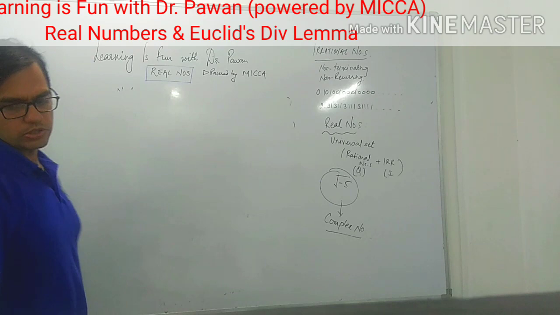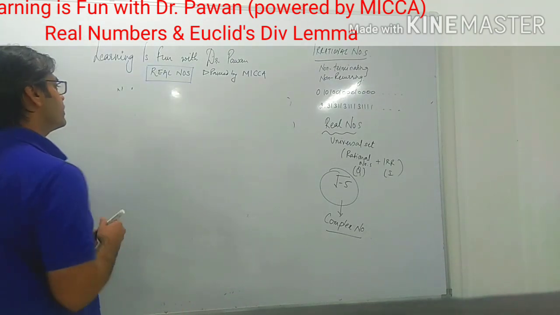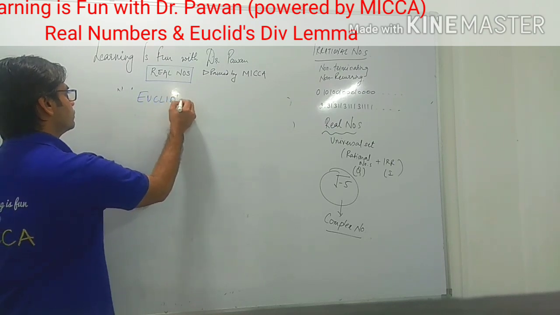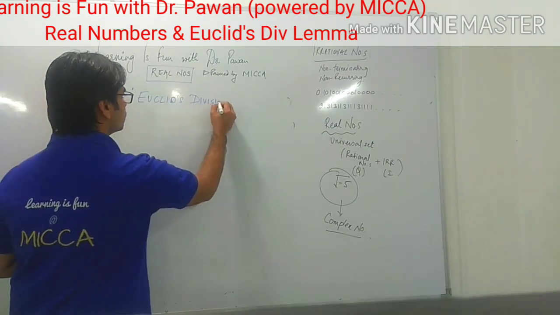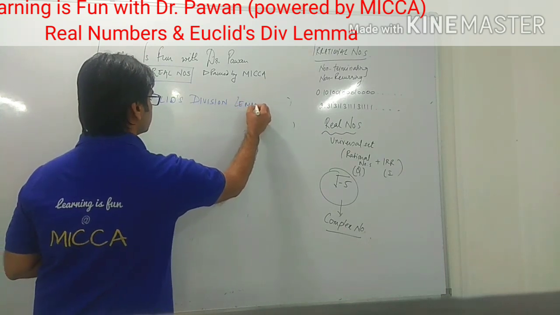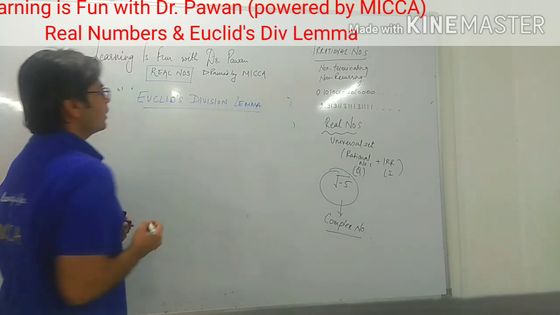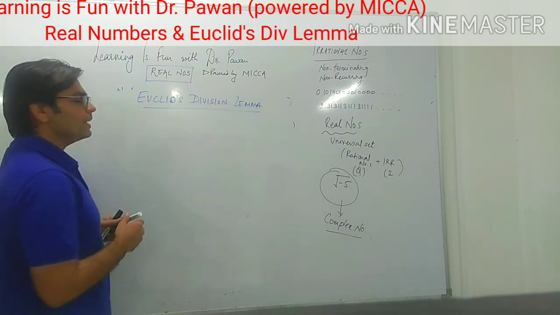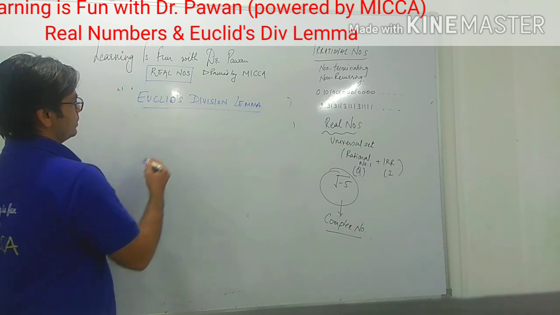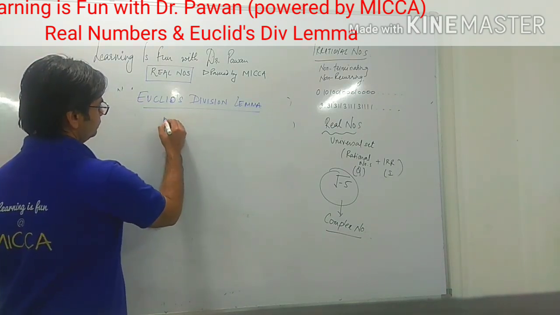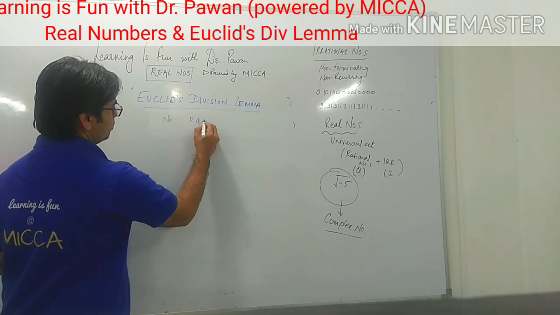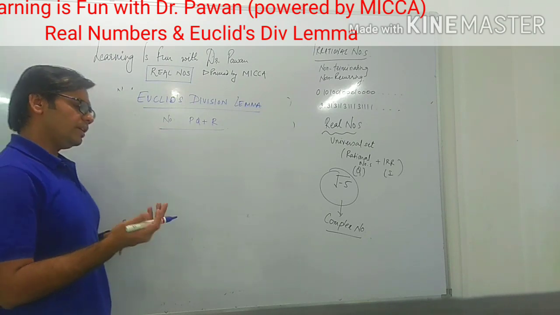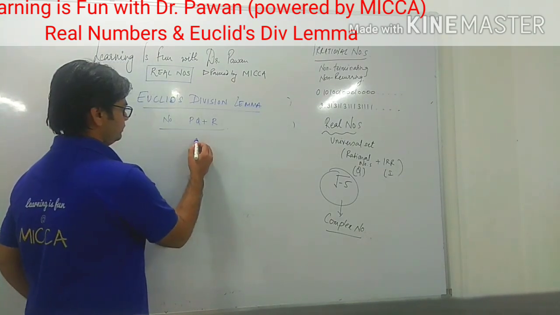So what does Euclid's division lemma tell us? Euclid's division lemma is a very simple concept where it says that any number can be represented by the form PQ plus R. Okay, now what is this? So let us take a very simple example.